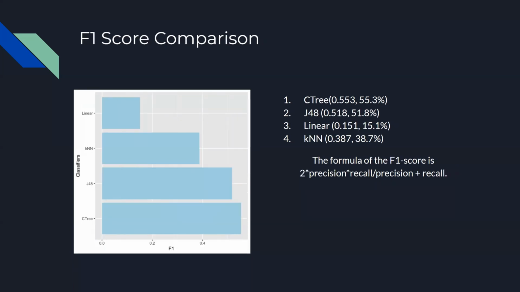Last one, we have the F1 score comparison, which can be calculated by twice the product of precision and recall divided by the precision plus recall. The highest one for F1 score is C3, which is 55.3%. Below that is J48, which is a bit closer, at 51.8%. And the major difference is with the linear and KNN, with KNN having 38.7% and linear having the lowest one at 15.1%.